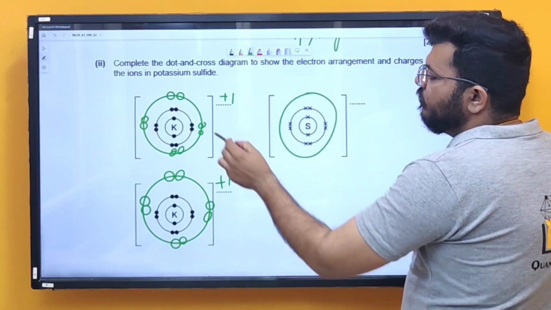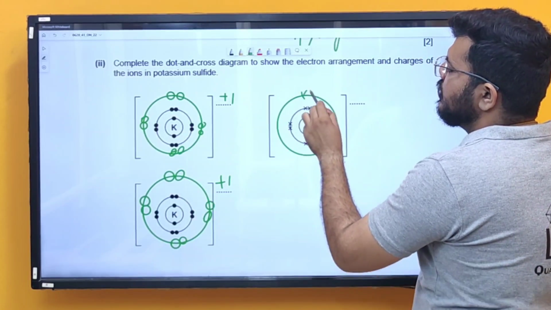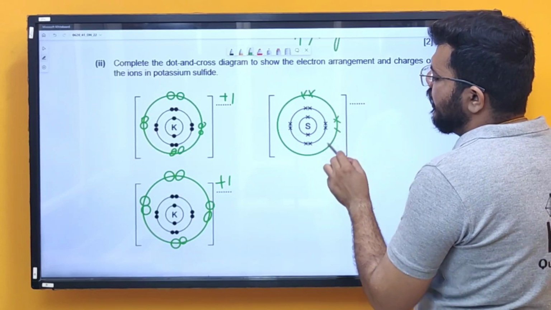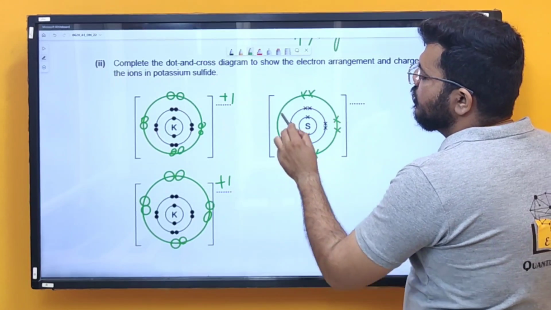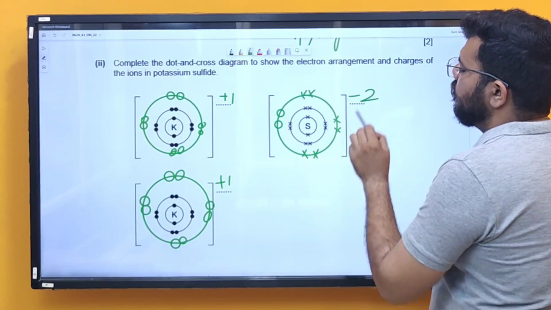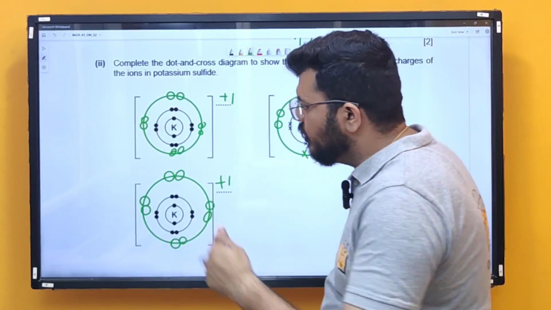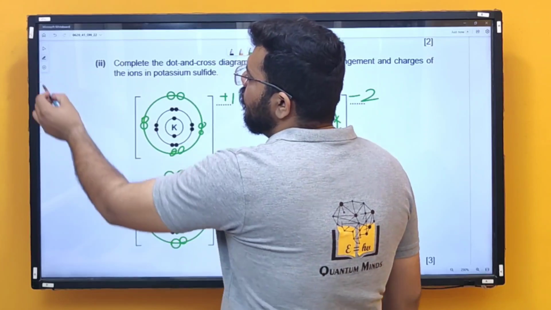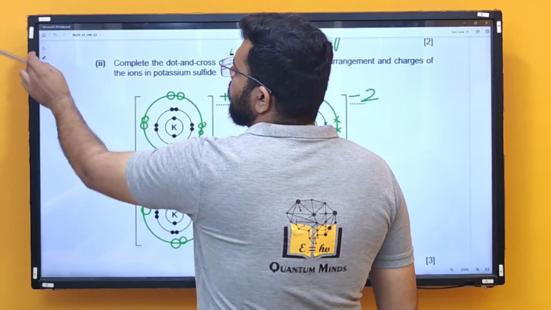Sulfur gains 1 electron from each, has 6 electrons of its own just like oxygen, but in the 3rd shell, 2 electrons of potassium and therefore has a charge of -2. It has 2 more electrons compared to protons, right?